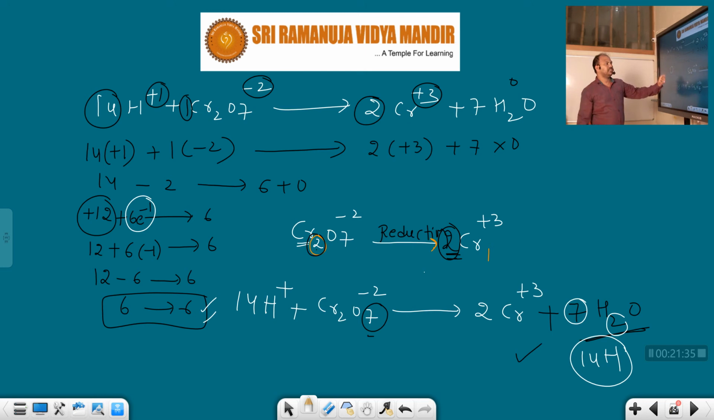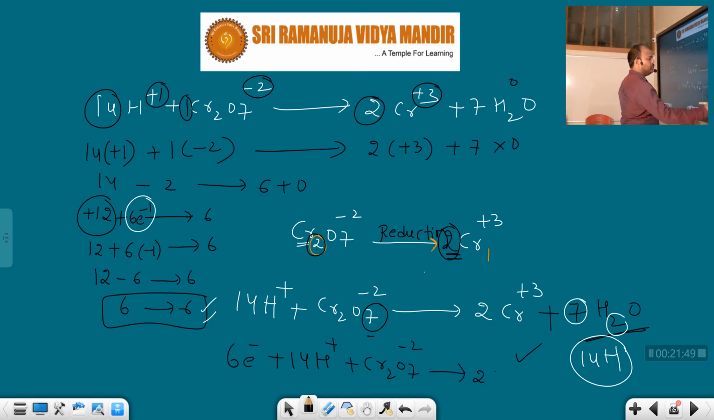So in the reduction reaction, in the given example, how many electrons are we adding? 6 electrons. So 6 electrons plus 14 H plus plus dichromate ion gives rise to 2 chromium plus 3 plus 7 water molecules. This is the reduction reaction.